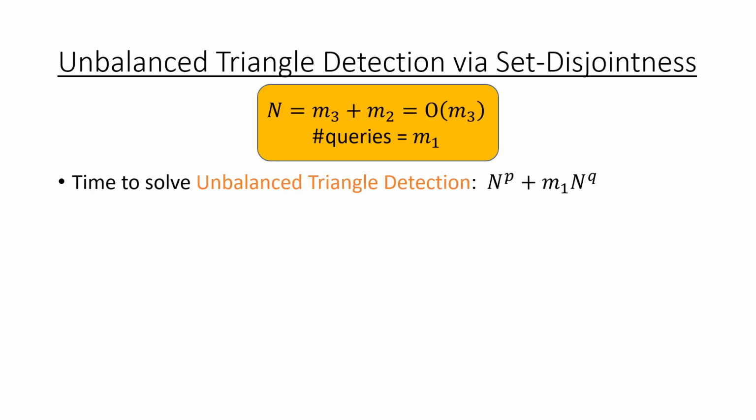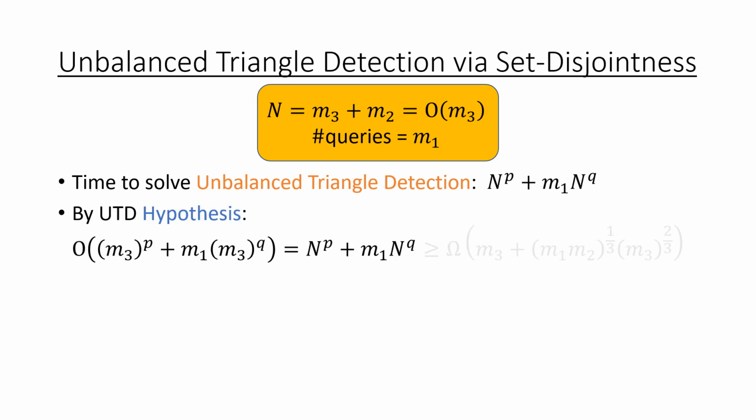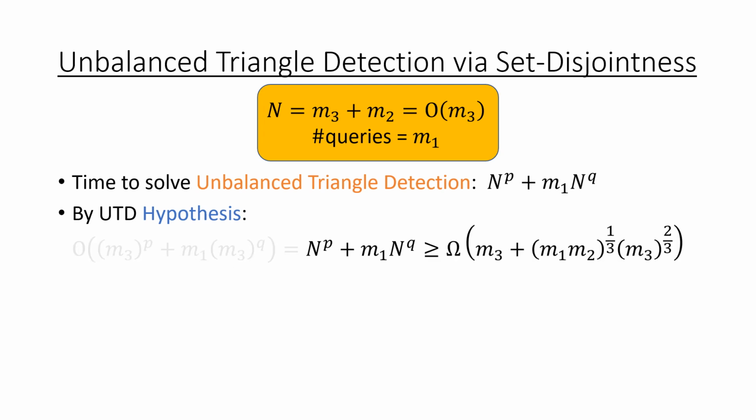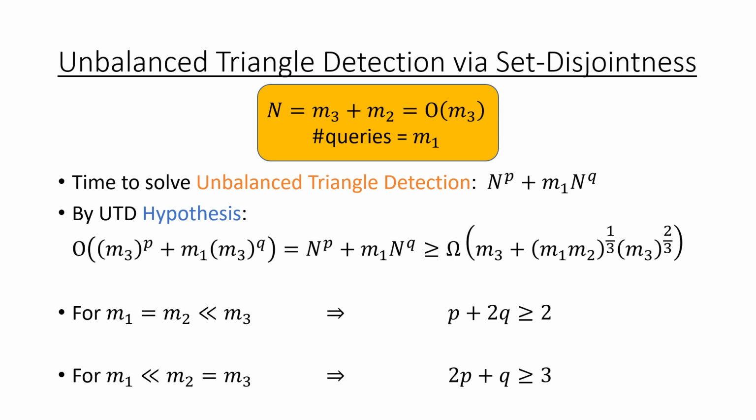Finally, the time to solve unbalanced triangle detection becomes N to the P plus M1 times N to the Q, since we preprocess the set disjointness instance exactly once and perform M1 queries. By plugging in the value of N, as we saw before, and applying the unbalanced triangle detection hypothesis, we obtain this conditional lower bound curve, which behaves differently depending on the relationship between M1, M2, and M3.